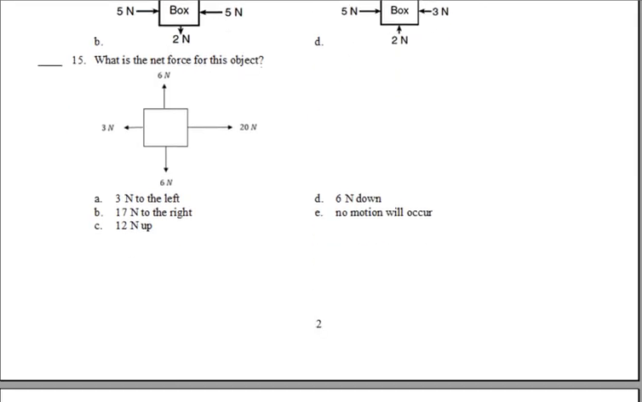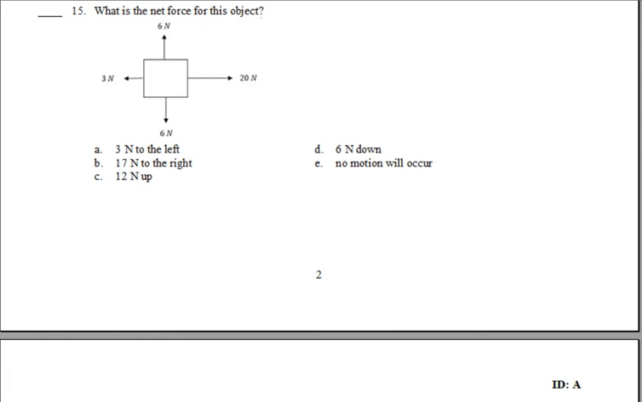Number 15, what is the net force for this object? So once again, look at all of your forces and the direction of those forces. Letter A, do you think it's 3 newtons to the left? Letter B, do you think it's 17 newtons to the right? Letter C, do you think it's 12 newtons up? Letter D, do you think it's 6 newtons down? Or letter E, do you think no motion will occur?